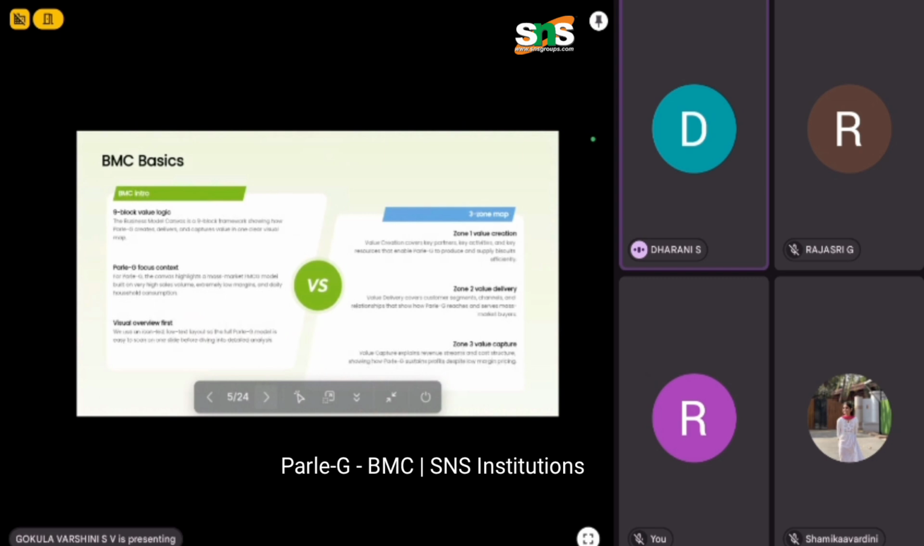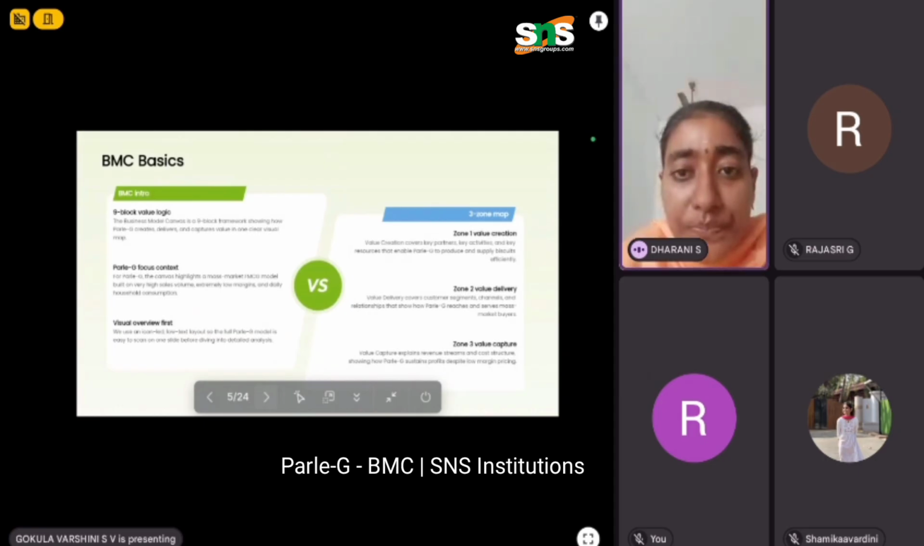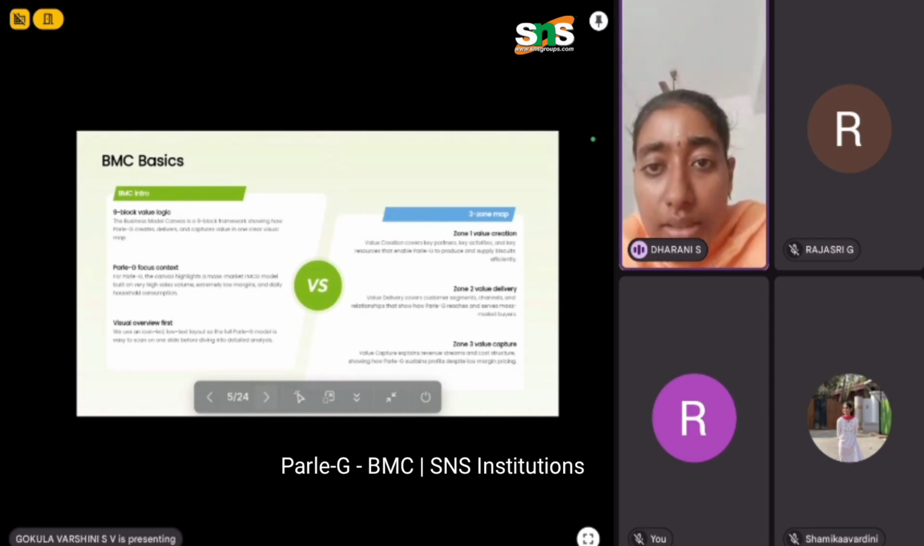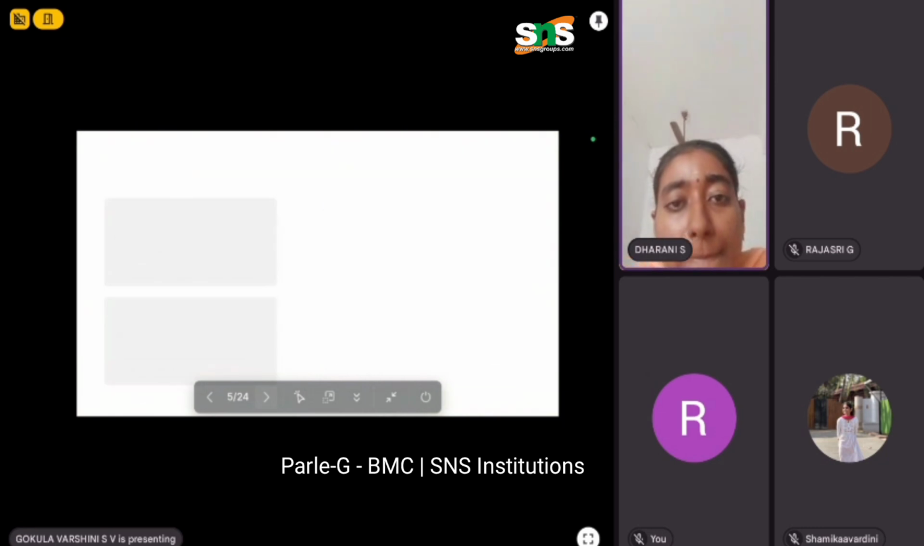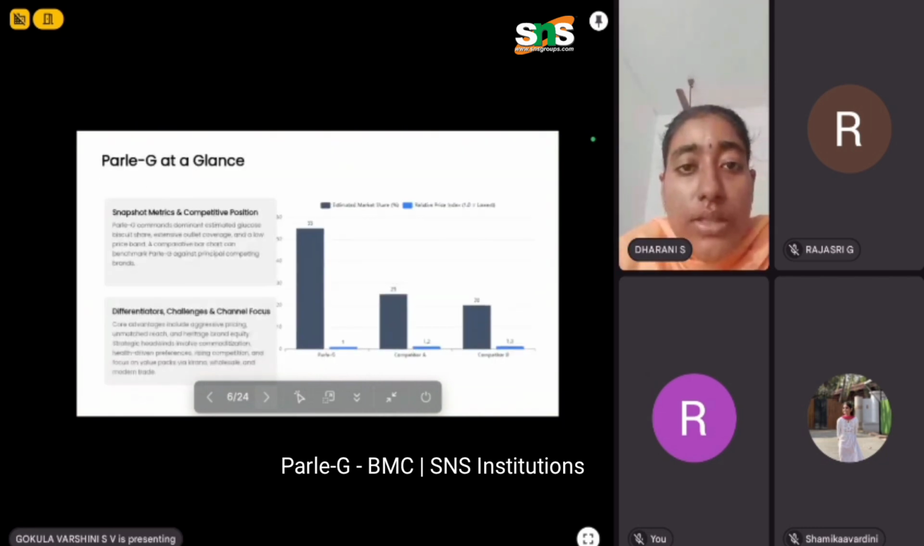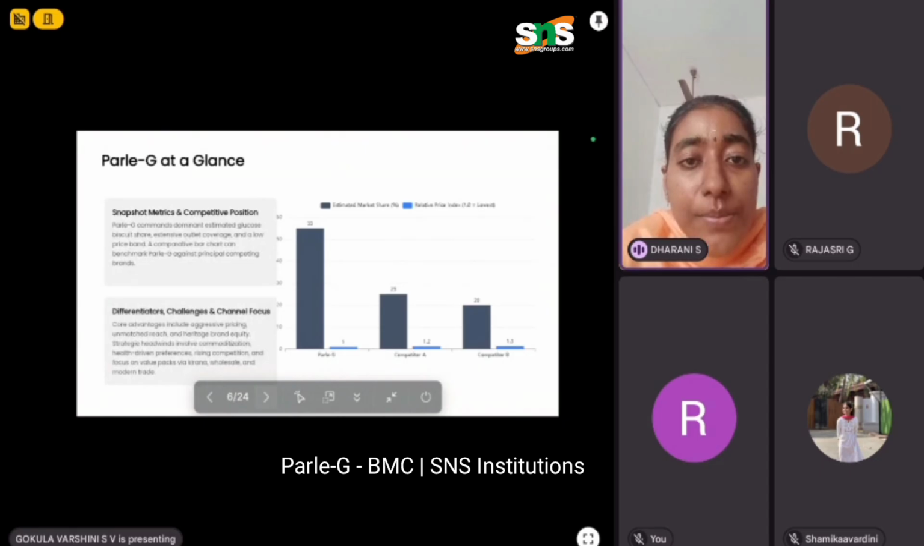So what is BMC? BMC is the 9 block value logic. This business model is the 9 block framework, which includes a Parle-G focus context and visual overview. Then coming to the zone map, 3 zones are there: value creation, value delivery and value capture. Parle-G at a glance: snapshot metrics and competitive positions.